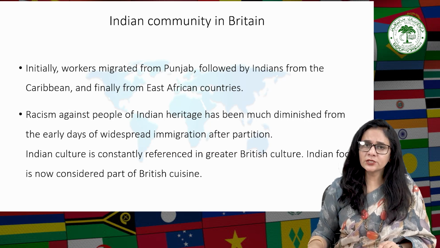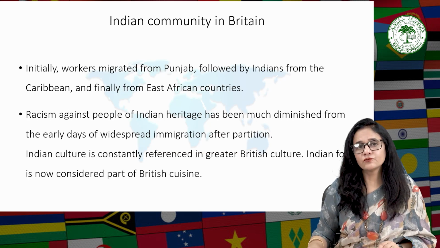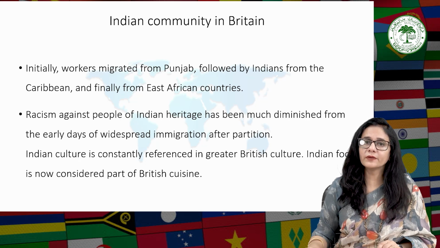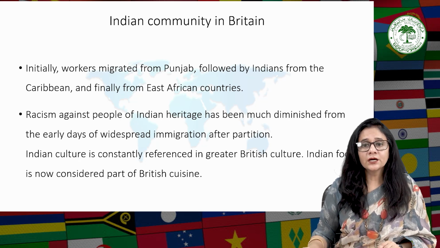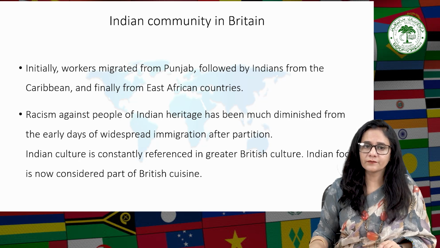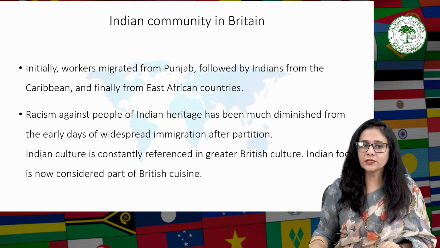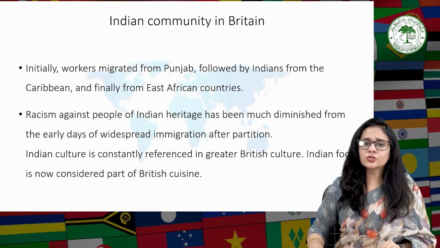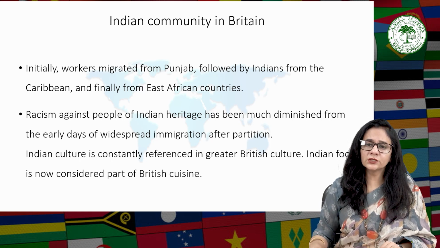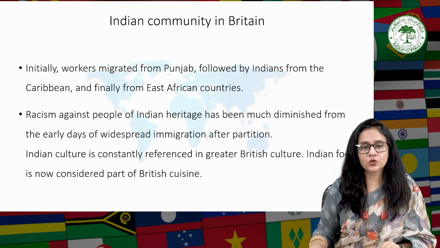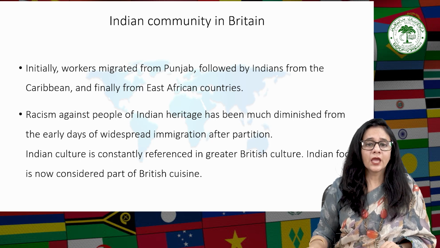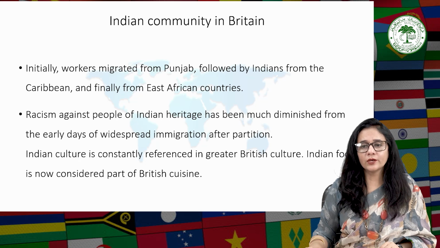Initially, workers migrated from Punjab, followed by Indians from the Caribbean and finally from East African countries. The early migrants settled in London, Birmingham, and Manchester. Most immigrants remained close to one another in order to maintain their independence from the local community, while still maintaining their feeling of identity. They also tried to replicate their rural culture, which resulted in their being a distinct group with strange customs. It was a hated and overlooked minority.